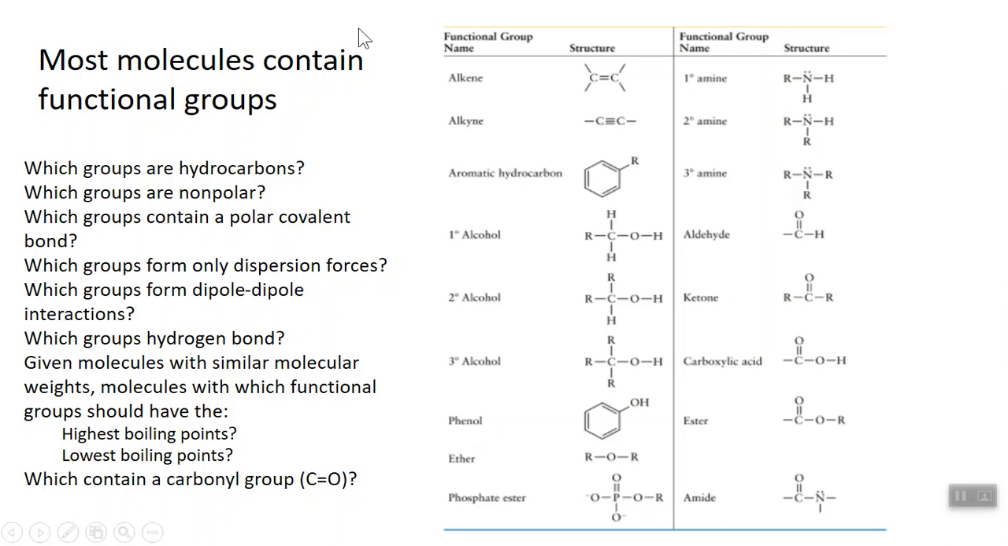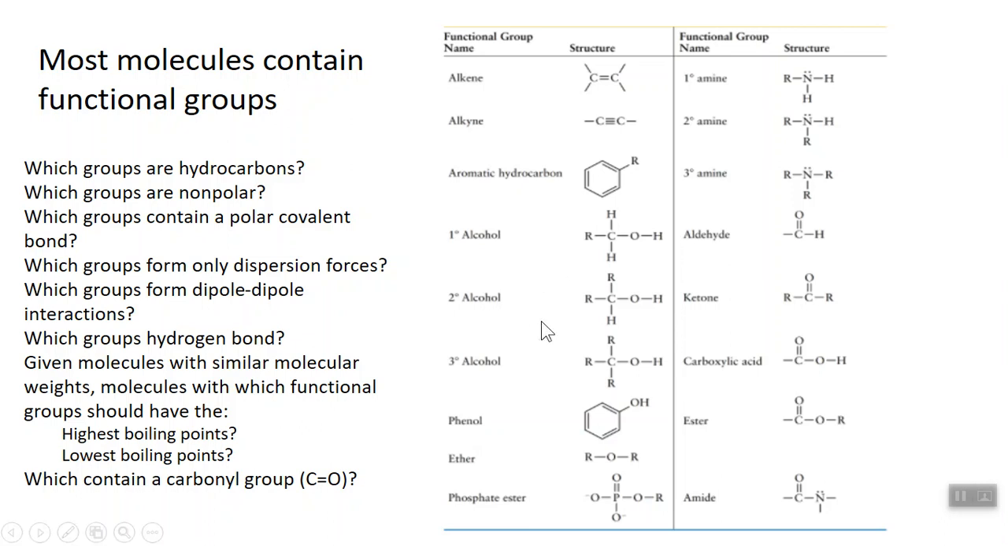In this table, you can see that in the upper left-hand corner, there are 3 types of functional groups that are just composed of carbons and hydrogens, and those are hydrocarbons. But the double bond, triple bond, and the benzene ring, or aromatic, impart specific reactivity that sp3 hybridized carbon-containing hydrocarbons don't have.